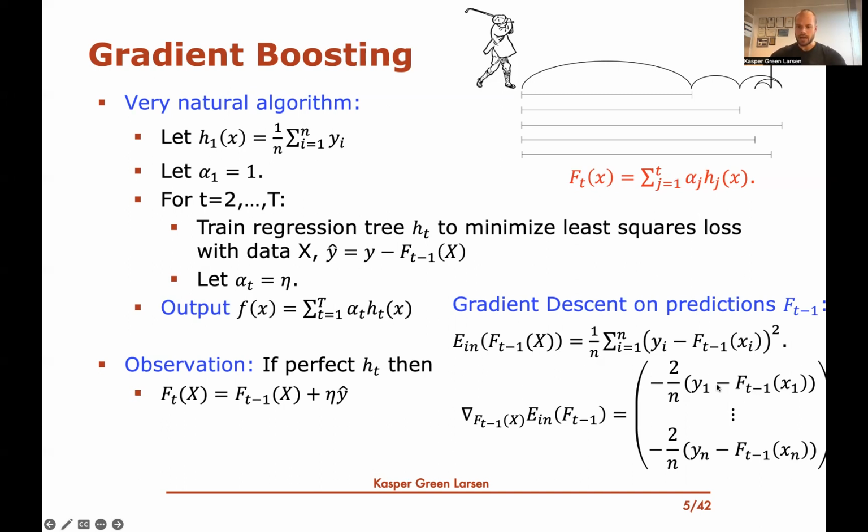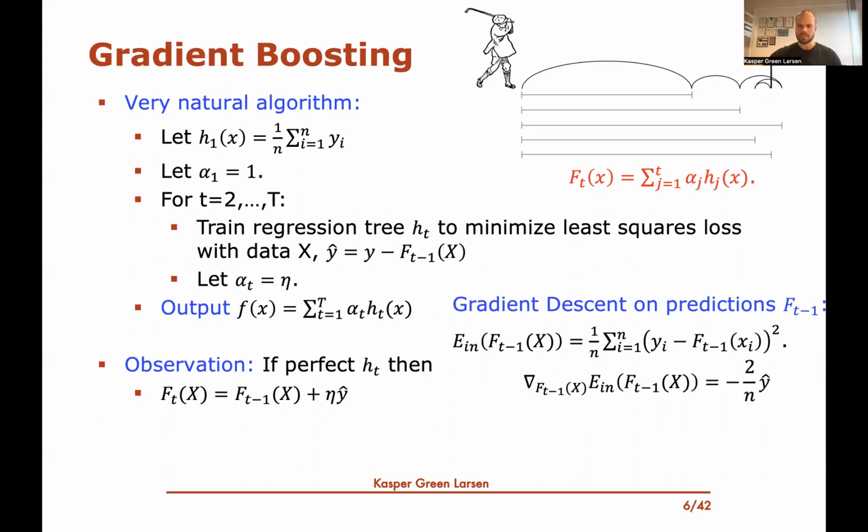We get that for all these partial derivatives, we just extract a single term from it. Namely, in the ith entry here, we get the partial derivative with respect to the ith prediction, the prediction on the ith training example. And this has the formula that we see here. Okay, so this would be the gradient if we were doing gradient descent on the predictions, if we could actually change the predictions.